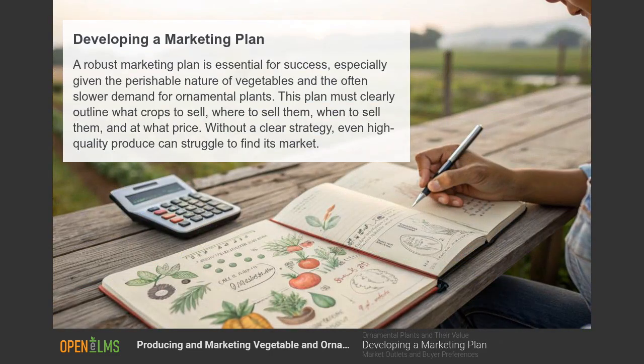Developing a marketing plan. A robust marketing plan is essential for success, especially given the perishable nature of vegetables and the often slower demand for ornamental plants. This plan must clearly outline what crops to sell, where to sell them, when to sell them, and at what price. Without a clear strategy, even high-quality produce can struggle to find its market.